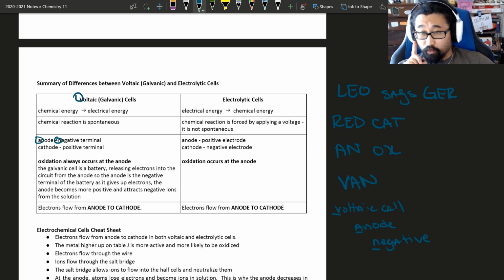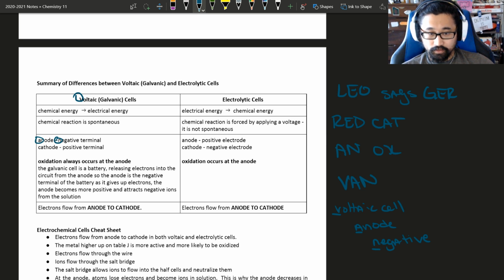If you can remember that one piece of information, that tells you everything else. Because if the anode is negative, that means the cathode is positive. So there's your voltaic information. For electrolytic, everything flips. If you know that the voltaic anode is negative, then flip it all for electrolytic. The electrolytic anode is positive. All right.